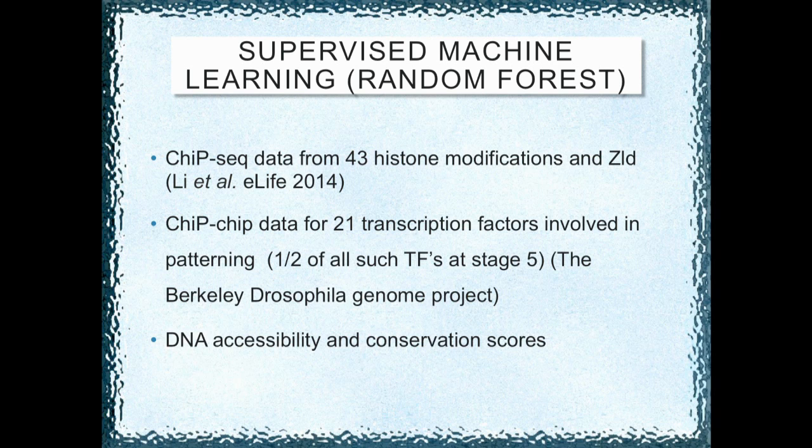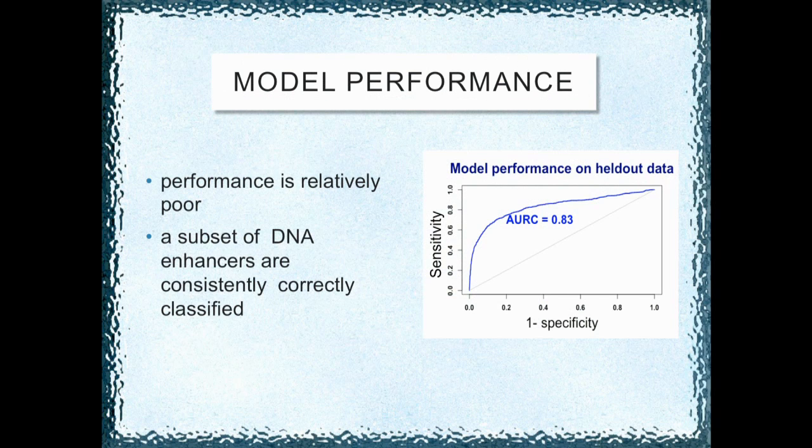We used all this data to fit a random forest, which is a supervised machine learning algorithm. And with everything that we had, we got results that were very mediocre. We had an area under the ROC curve of 0.83, which is comparable to what the ENCODE consortium got, and it again will give us about 70 to 80% false positives. However, if you note, the ROC curve actually has a sharp rise at the beginning, and this is because there is a subgroup of enhancers which are correctly classified again and again.